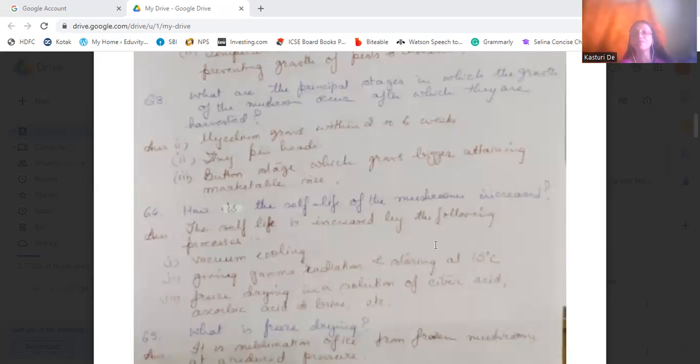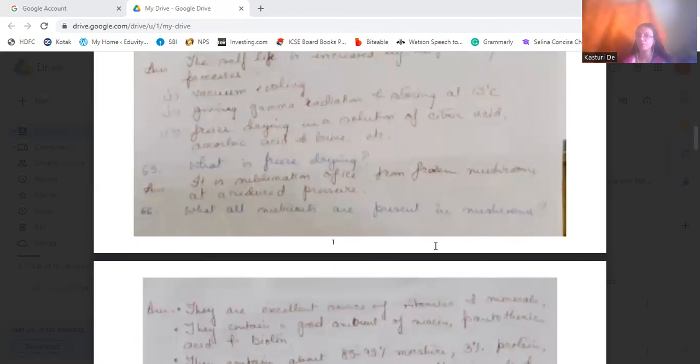Then what is freeze drying? It is the sublimation of water from frozen mushrooms at a reduced pressure. So the mushrooms are frozen, then they are sublimed at reduced pressure. That is the process known as freeze drying.